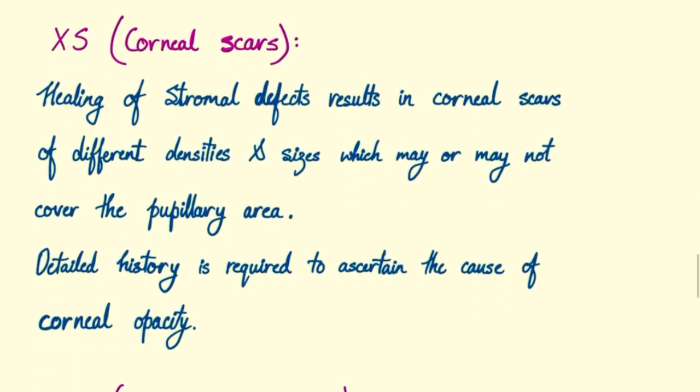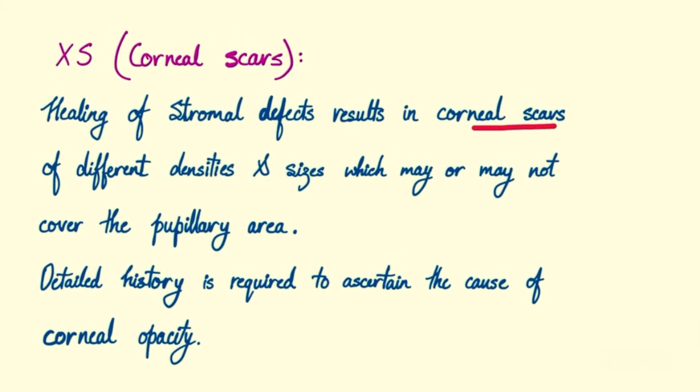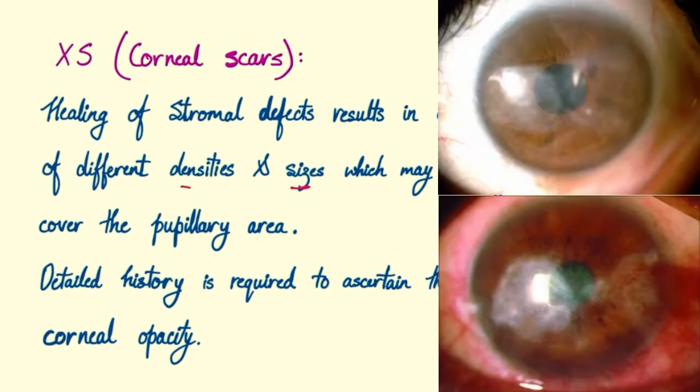And scars: healing of stromal defects results in corneal scars of different densities and sizes, which may or may not cover the pupillary area. A detailed history is required to ascertain the cause of corneal opacity.